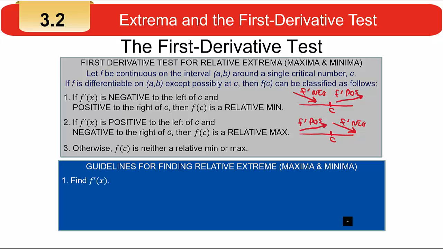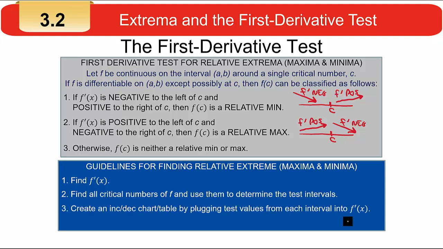The first thing you want to do when you see a problem that you want to do a max min for is take the derivative. Find f prime of x. Then you want to find the critical numbers and use them to find the test intervals. In other words, you're trying to build the increasing decreasing chart. Once you get the increasing decreasing chart, you want to do test values within each interval and plug them into the derivative. If the value of the test number that you chose comes out positive, that means it's increasing on the interval. If it comes out negative, it means it's decreasing on that interval.